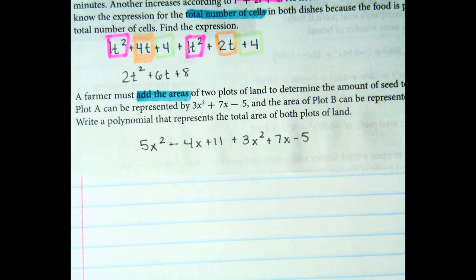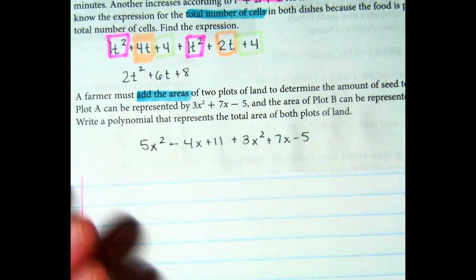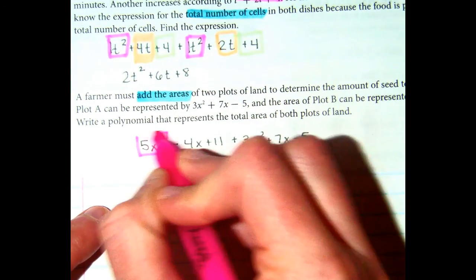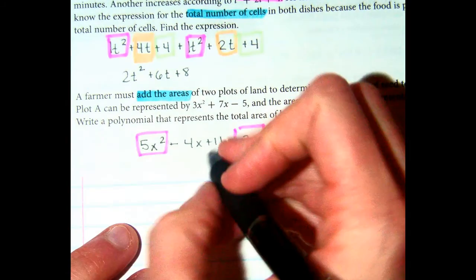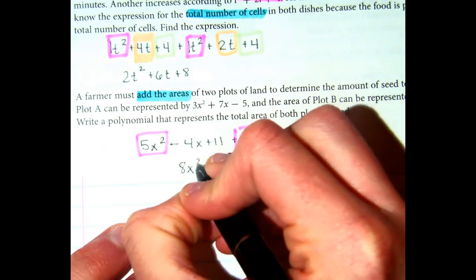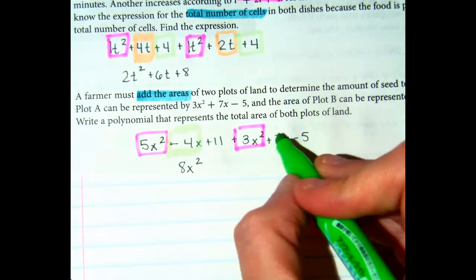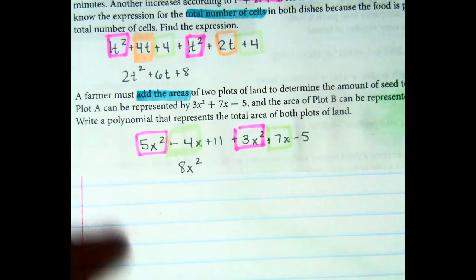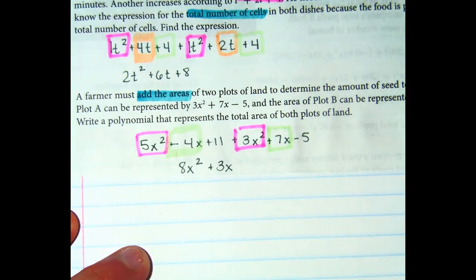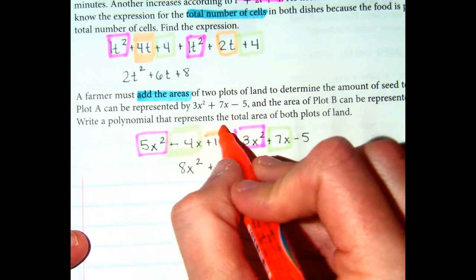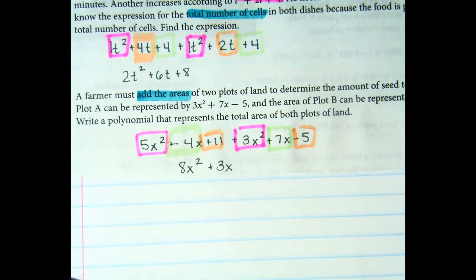Yeah, that's what simplify a polynomial means. Okay, what are our like terms? Okay, and what does that combine to give you? 8x squared. Negative 4x plus 7x. 3x. Okay. Positive 11 and negative 5, which is 6.